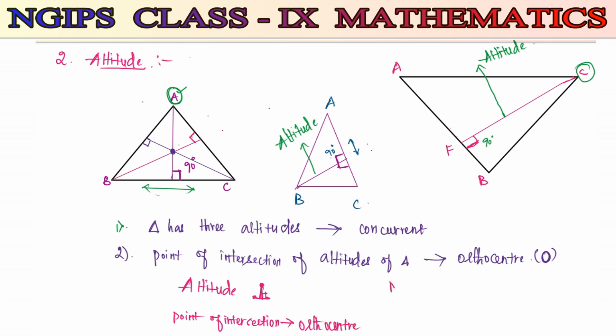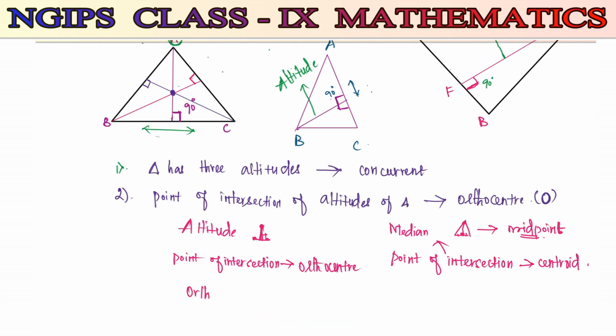Whereas a median, if you have drawn any triangle, is a line from the vertex to the opposite side, always at its midpoint, which divides the opposite side into two equal parts. That is called a median. So the point of intersection of the medians, we used to call the centroid.